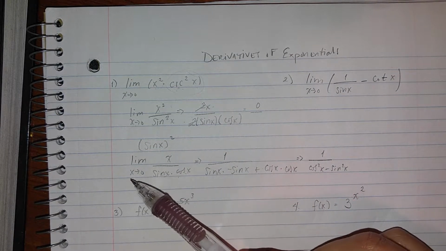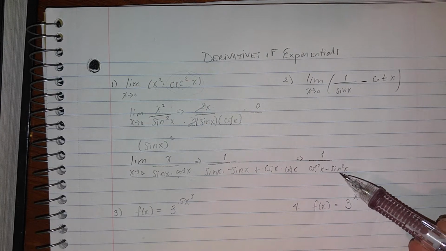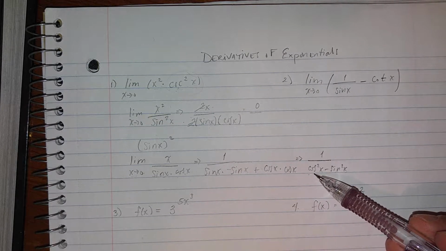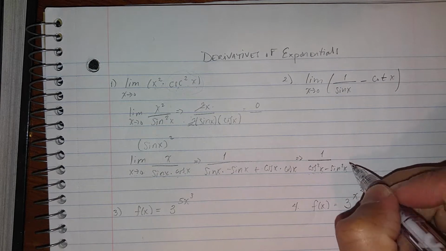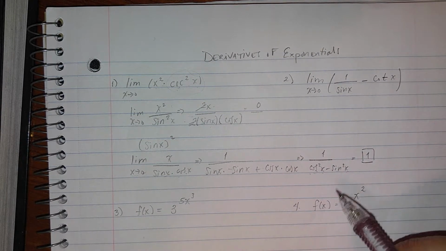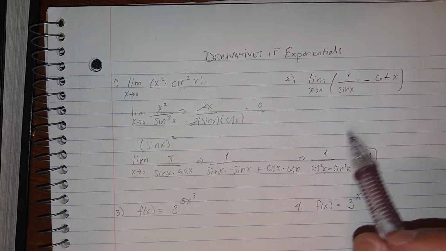Well, if x approaches 0, sine of 0 is 0, and cosine of 0 is 1, so you're going to get 1 divided by 1, which is 1. Okay? Hopefully that makes sense. Sorry, I ran out of room.